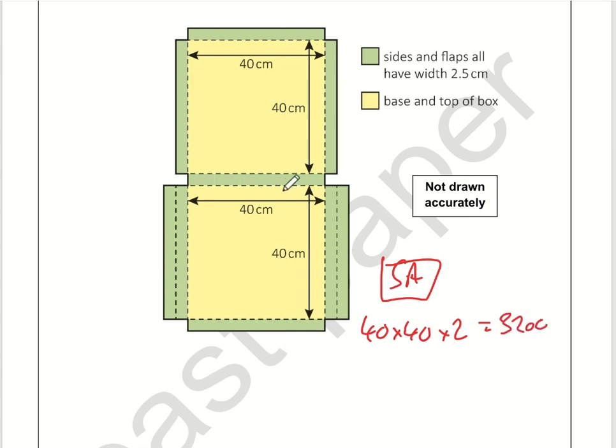And these green rectangles, they are 40 by 2.5. So 40 times 2.5, and we have 1, 2, 3, 4, 5, 6, 7, 8, there are 9 of them. And 40 times 2.5 times 9 is 900, so the total surface area is 4,100.